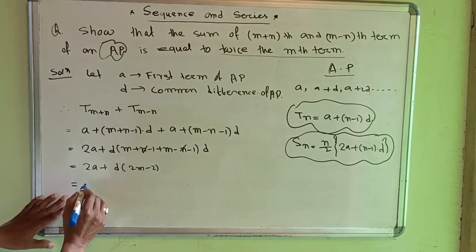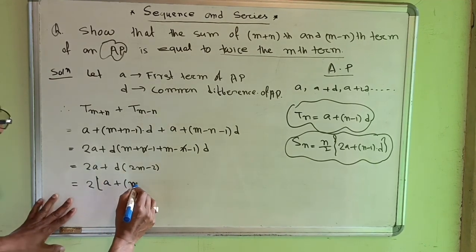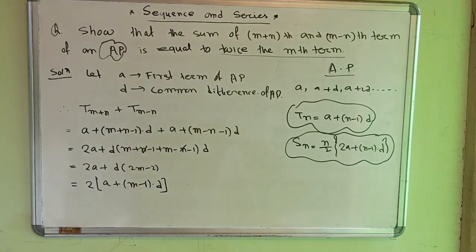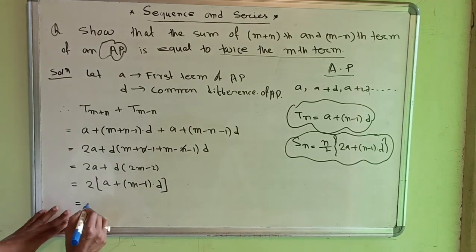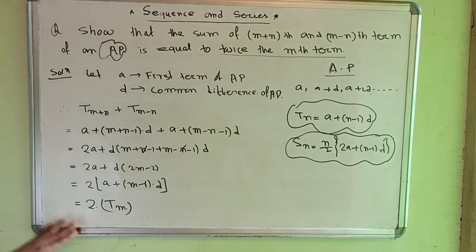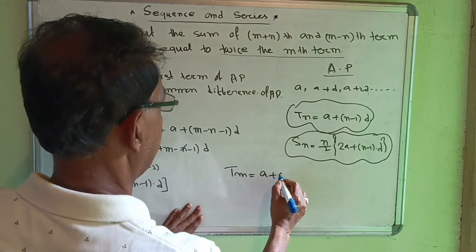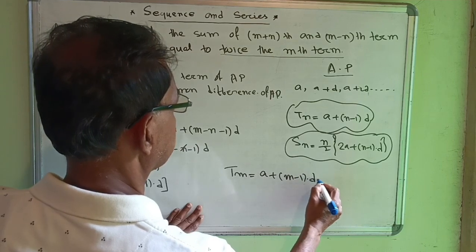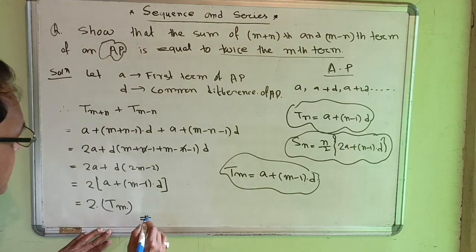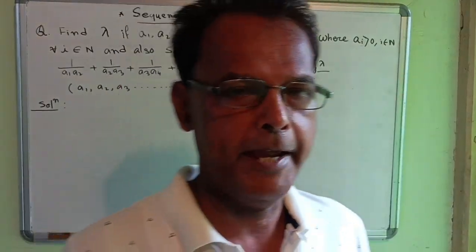If we take 2 common, then we get a plus m minus 1 into d. This is equal to 2 into Tm, where Tm is equal to a plus m minus 1 into d. By this formula we get twice of Tm. Now we are going to discuss another AP series.